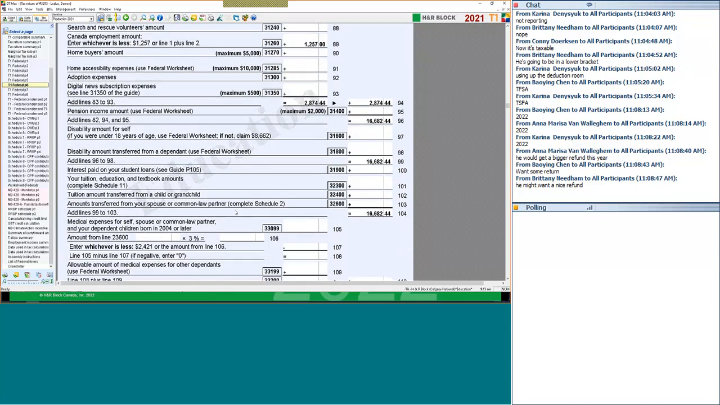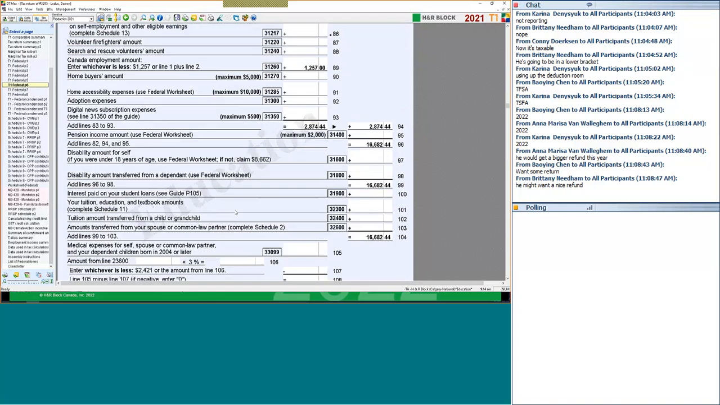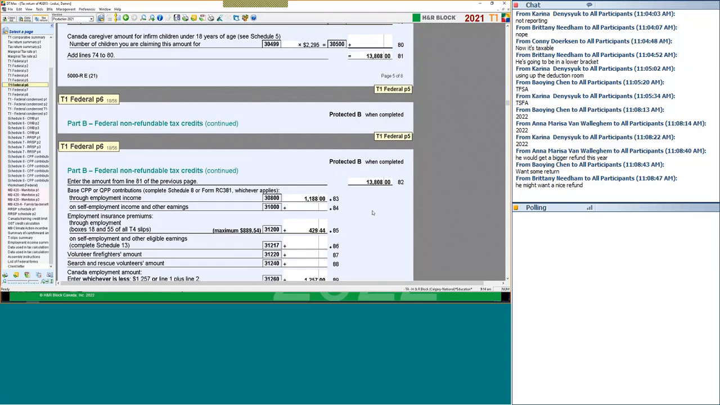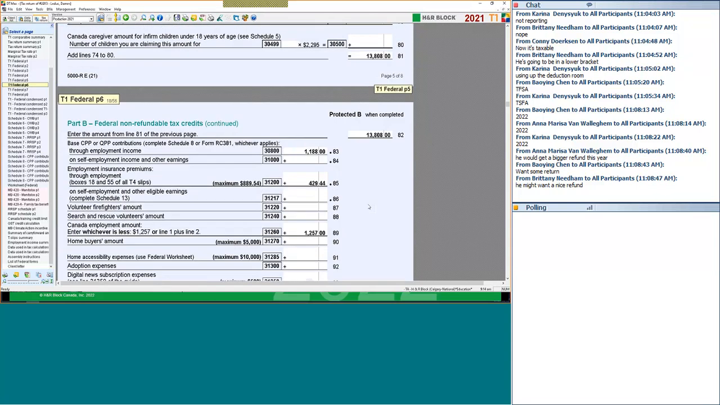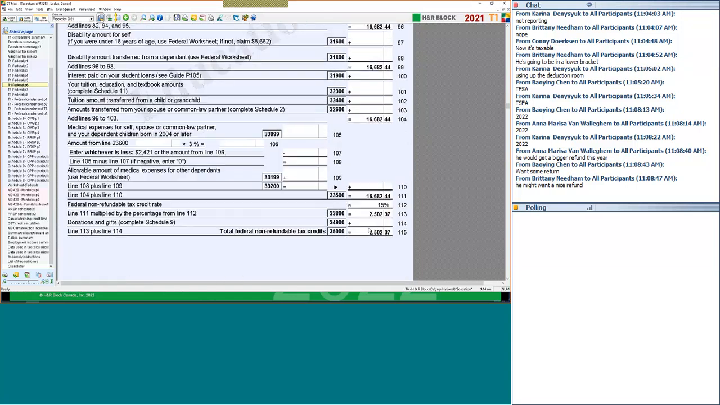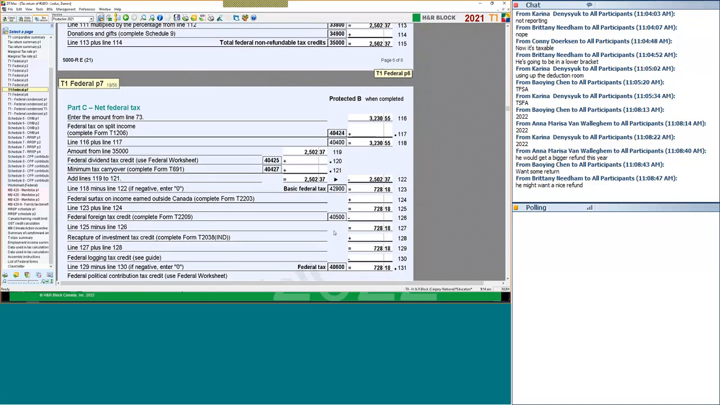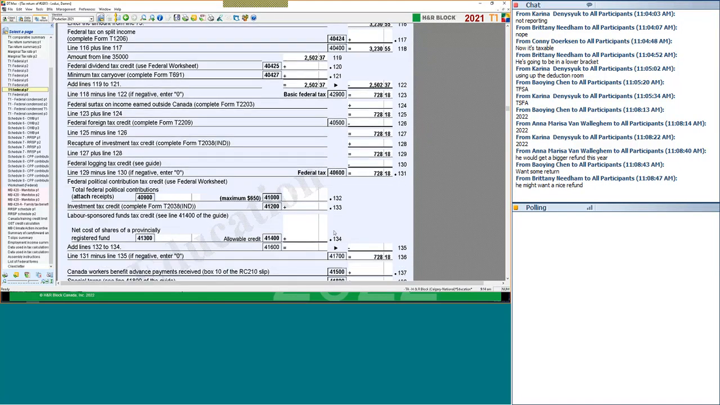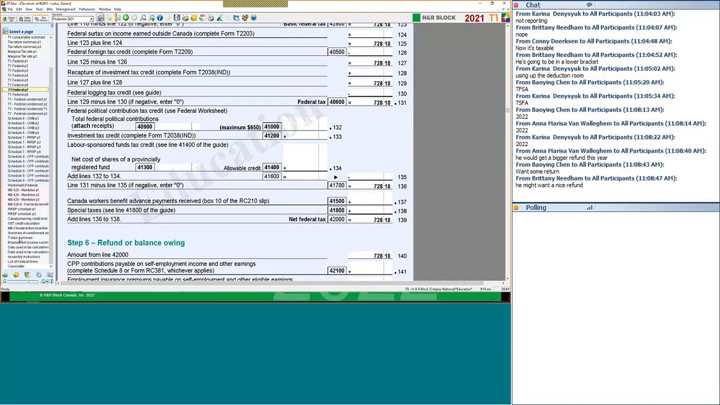Okay. So for the rest of it, I would say the personal credits are hopefully fairly straightforward at this point, but I'm going to go find them for you. We have the personal amount, $13,808. We have CPP, we have EI, and we have the Canada employment amount. Total credits is $2,502.37. Going down a little further, the amount of federal tax he has to pay is only $728.18. I'm going to put that in step 6, and then we need to do provincial.